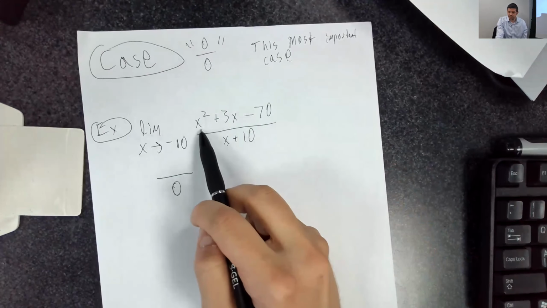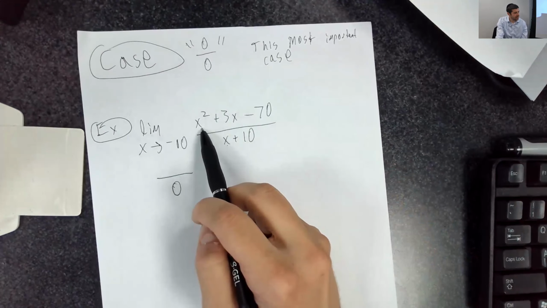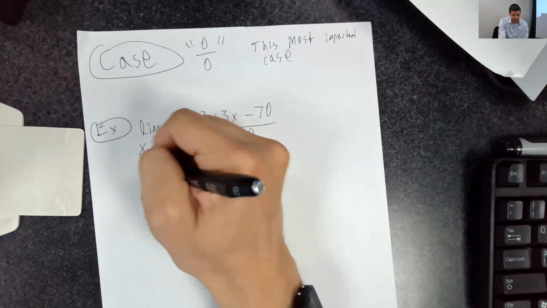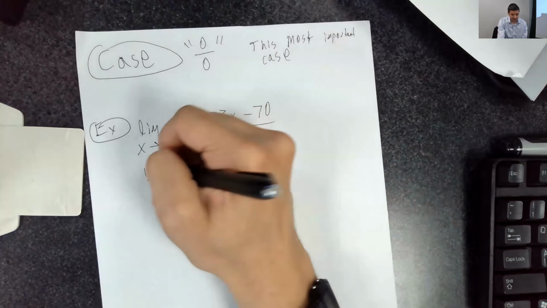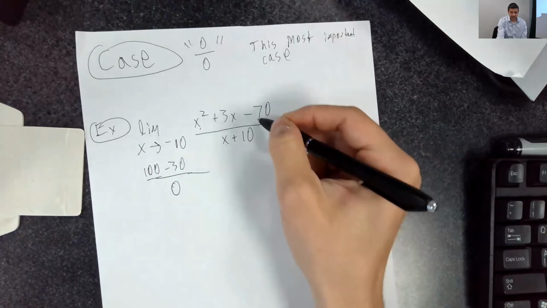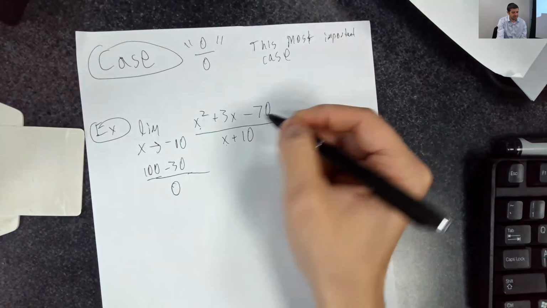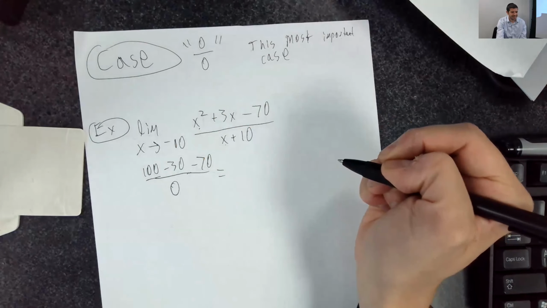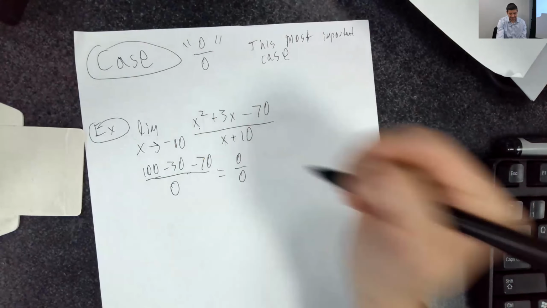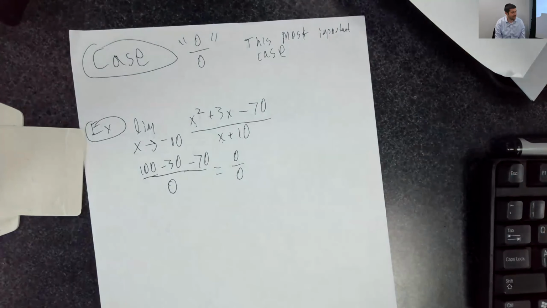And the numerator: -10 squared is 100. -10 times 3 is -30. And then minus 70. What do we get? 0 over 0. What could it be? Okay. So what do you do?